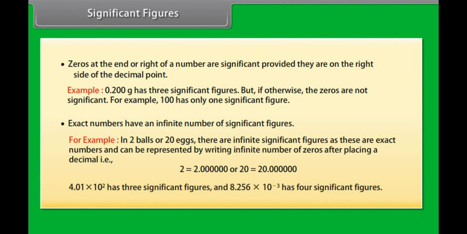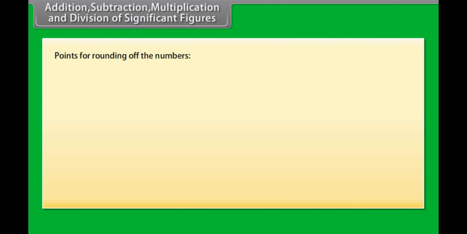4.01 × 10^2 has three significant figures, and 8.256 × 10^-3 has four significant figures. Addition, subtraction, multiplication and division of significant figures. Points for rounding of the numbers.